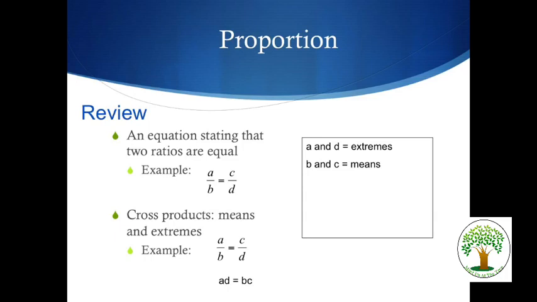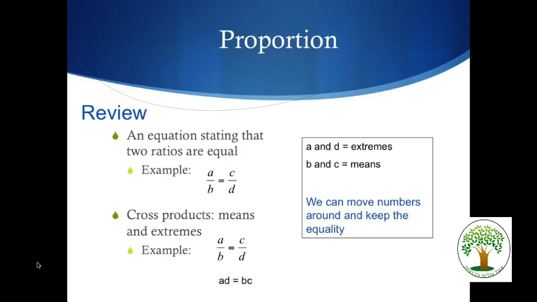We had a proportion. A proportion was two fractions that were equal. We said that the extremes were the diagonal from left to right, and the means were the diagonal from right to left. The cross product, we just took those means and extremes, multiplied them, and put them on opposite sides. There are two more properties.